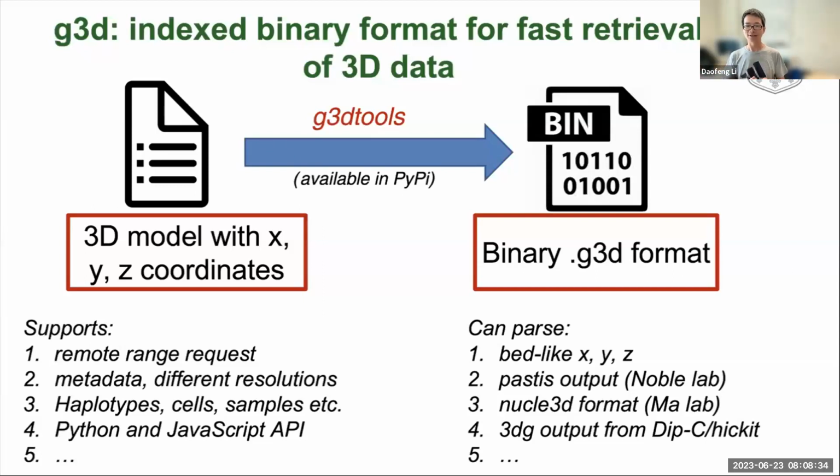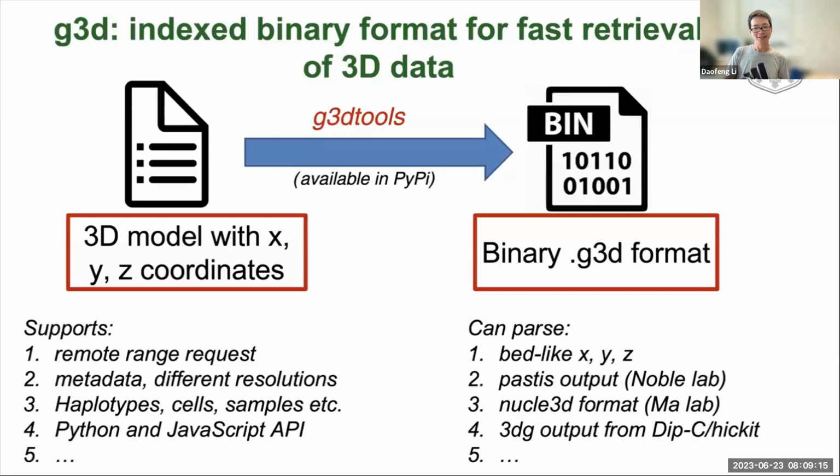G3D tools can parse BED-like files, like output from other software like Pastis from Noble's lab, and also the Nuc3D format from Gemma's lab, and also the 3D output from the DeepSeek HiC tool. This format supports remote range requests, hosts many metadata, different resolutions, haplotypes, cells, and samples, etc. And we also provide Python and JavaScript APIs for you to generate this file, read the file, and get data out from the file.